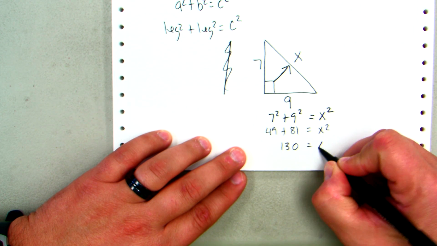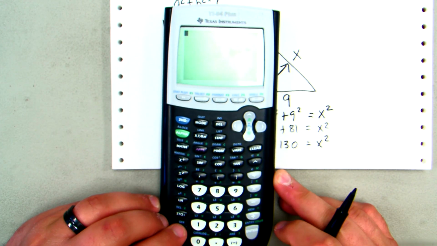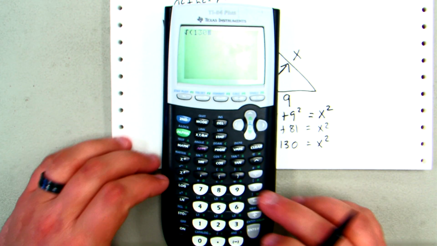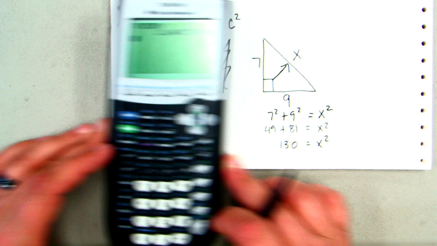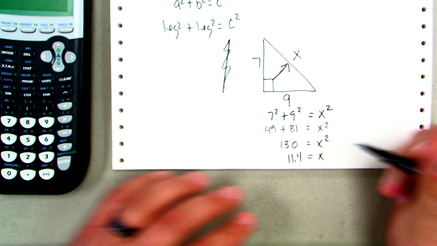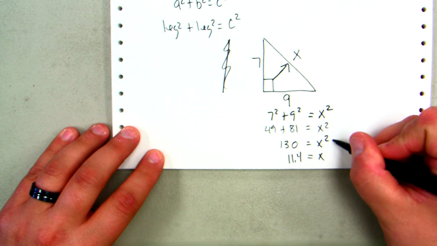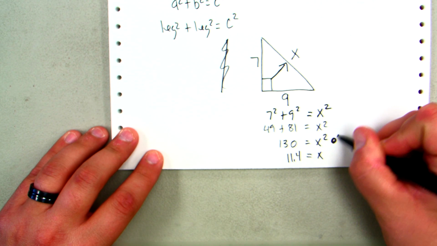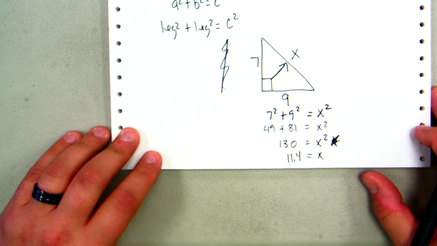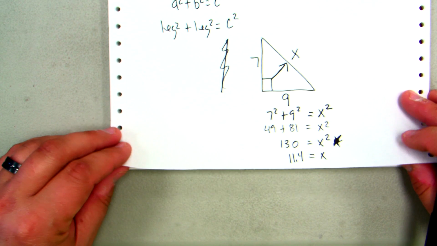130 is x squared. So when we take the square root, get a calculator, you can easily find that right above the square button, the square root of 130, close parentheses. It's 11.4. So therefore I know that my hypotenuse is 11.4. Now at the end of this problem, the main thing to remember is this step right here. Because whether you're looking for the hypotenuse or a side, you will always take the square root lastly.